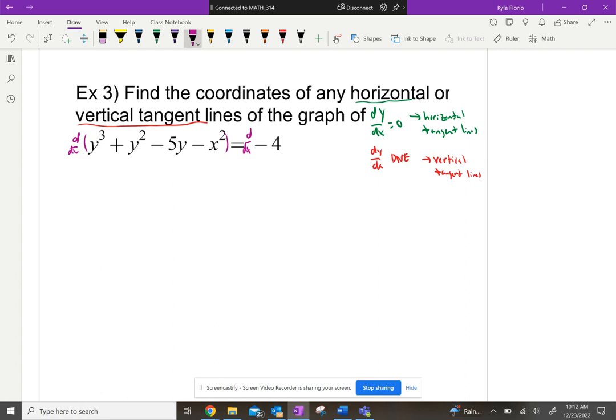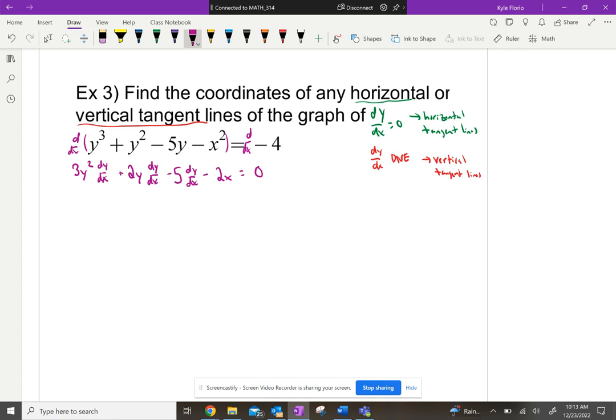So if I take the derivative, what's the derivative of the y cubed part? 3y squared times y prime, which is dy/dx. The derivative of y squared is 2y dy/dx. The derivative of negative 5y is negative 5 dy/dx. And the derivative of x squared is 2x. And the derivative of negative 4 is 0.